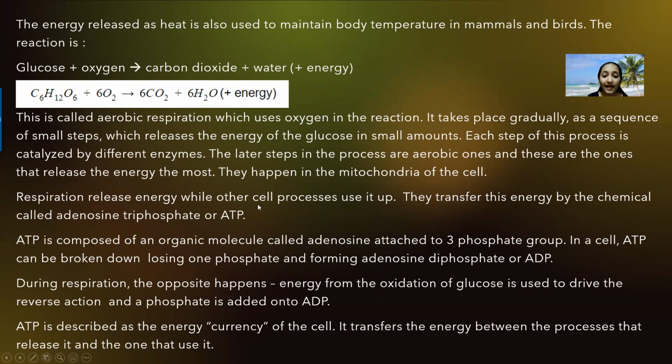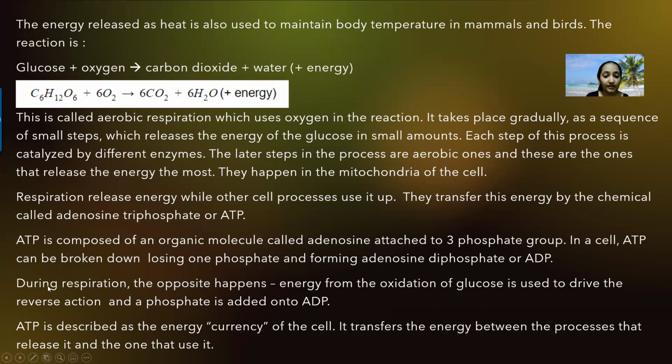Respiration releases energy while other cell processes use it up. They transfer this energy by a chemical called adenosine triphosphate or ATP. So as respiration makes energy, other cells use up that energy. To transfer the energy produced to the ones that use energy, they use a chemical called ATP, which is adenosine triphosphate. ATP is composed of an organic molecule called adenosine attached to 3 phosphate groups.